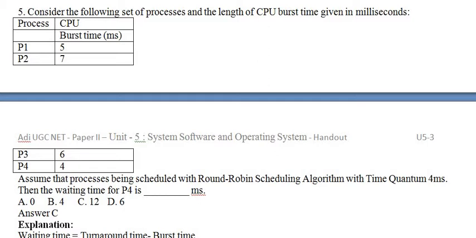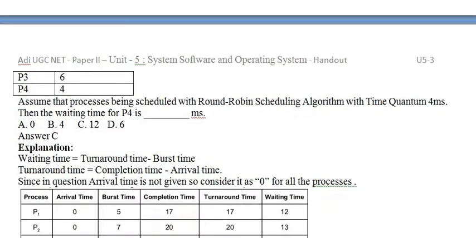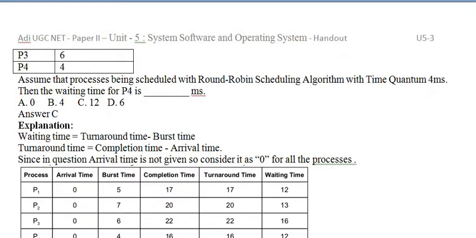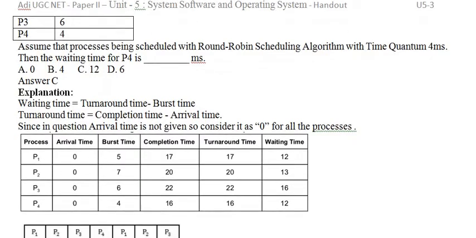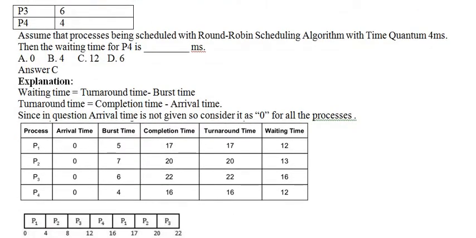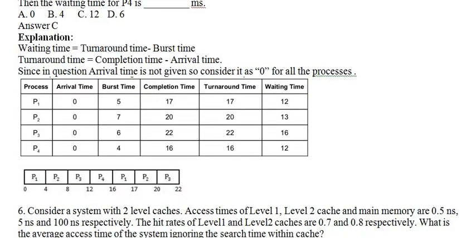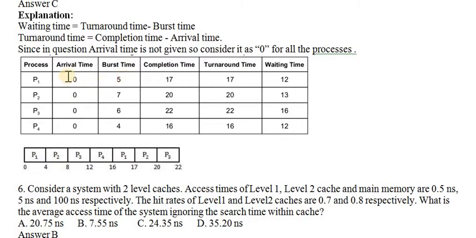Then they are asking to find out the waiting time of P4, which is nothing but turnaround time minus burst time. So that is the waiting time. And turnaround time is nothing but completion time minus arrival time. Okay, so here we will be going with the order. We are representing P1 up to P4, right? Okay, so here the arrival time for every process is 0, the burst time they mention, and the completion time is when it has to finish.